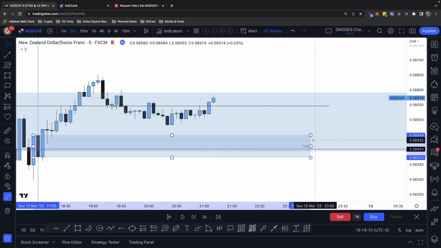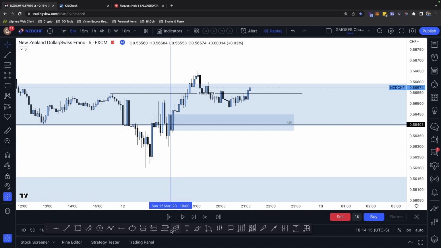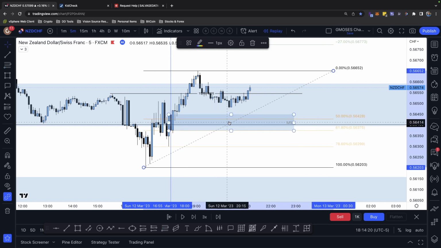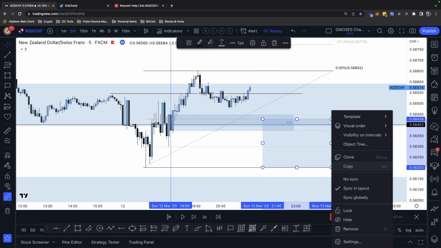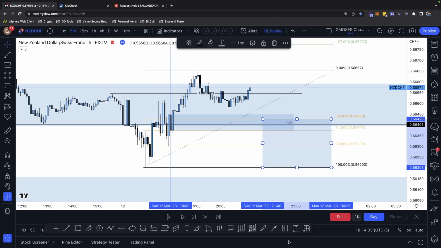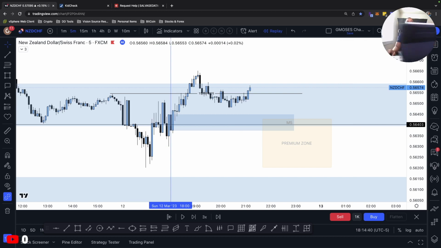Move this over a little bit more. Another thing we want to do is use our Fibonacci tool as well. Take it from the bottom here all the way up to the top. So anything in this area is fair game for us to look for entries off of. Okay, so this is our golden zone right in this area here. Let me get that out of the way. So that's our golden zone right there. So let's see what we got going on.